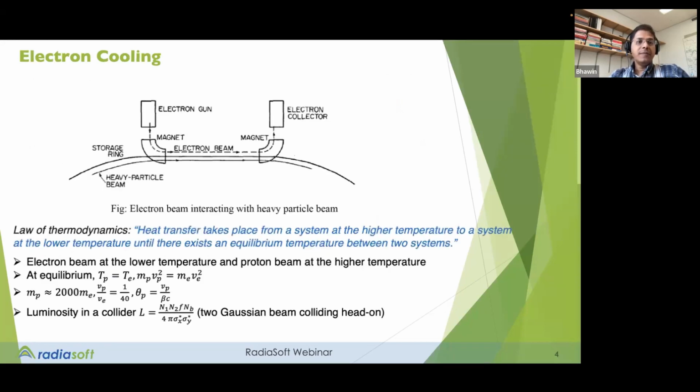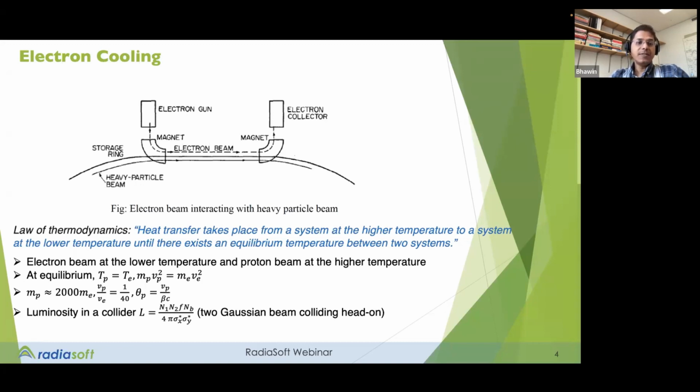Among the different methods, in this presentation we are going to discuss and present electron cooling, which means we use a cold electron beam to take heat away from the hot heavy particle beam. So here is a picture as an example of electron cooling. You can see here the electron beam coming from the electron gun source, which is at lower temperature, and that is going to interact with the heavy particle beam in this straight section that takes heat away from the heavy particle beam. So electron cooling was proposed by G.I. Budker in 1966, which is based on the law of thermodynamics.